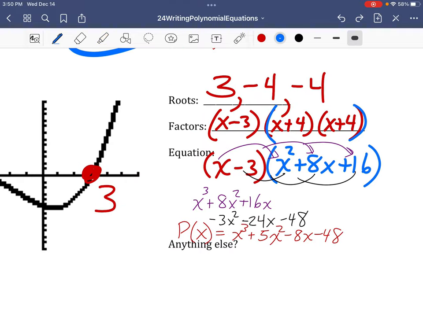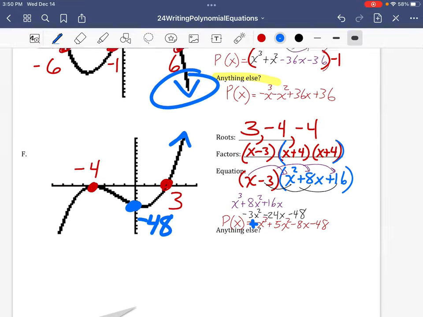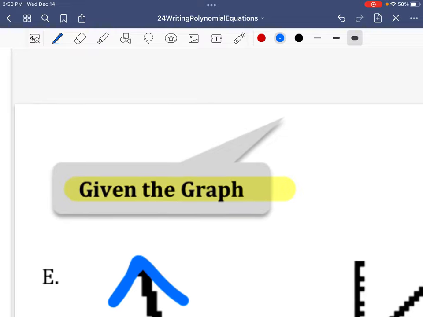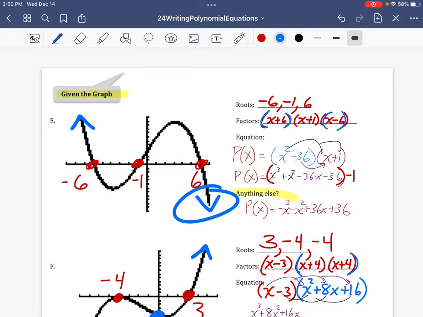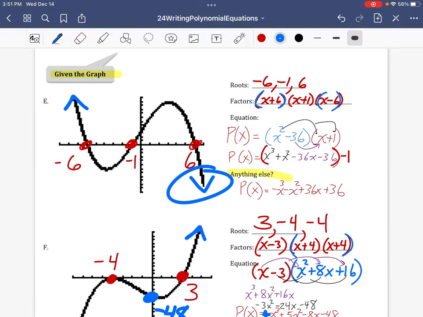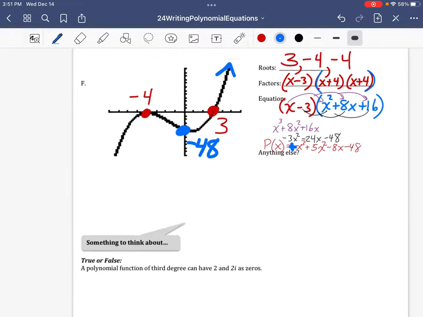If you look at the end behavior, you would conclude that it is going up to the right, and we already have a positive leading coefficient, so we don't need to change anything. And if you look at the y-intercept, negative 48, you can see that it's negative, so that's a good match. I think we got it. Again, x cubed plus 5x squared minus 8x minus 48. So if you're given the graph, you have to start with the roots and then work your way through the factors to the equation, but be careful about the end behavior. Make sure that that matches.